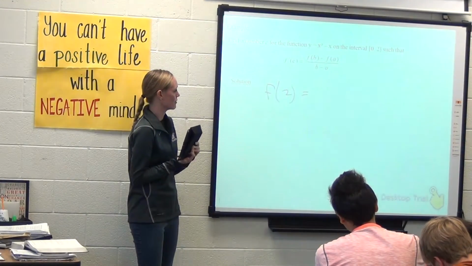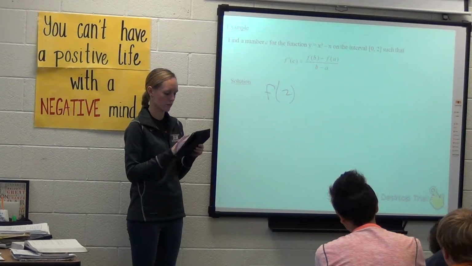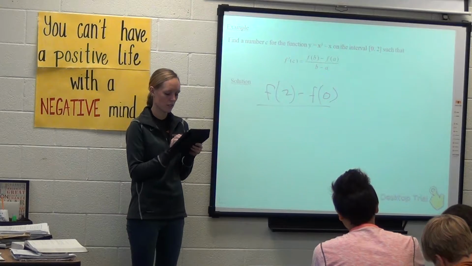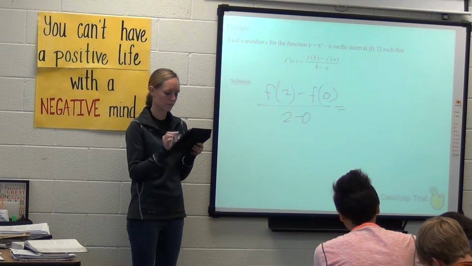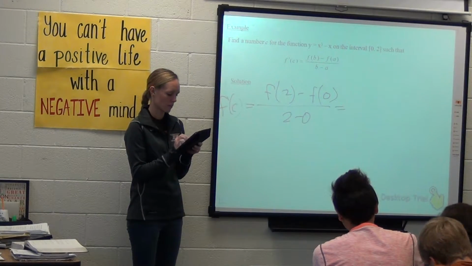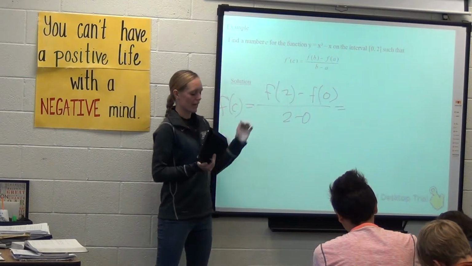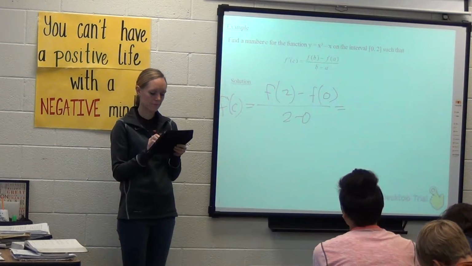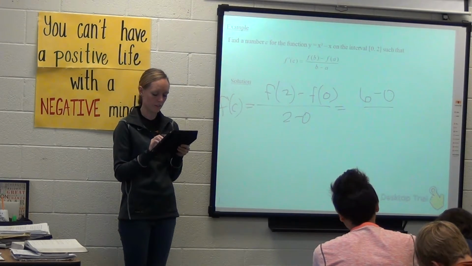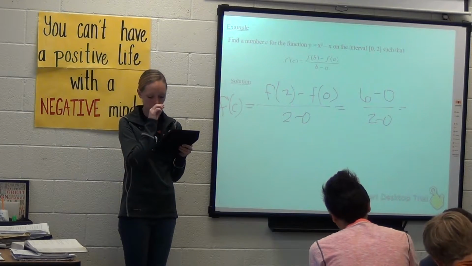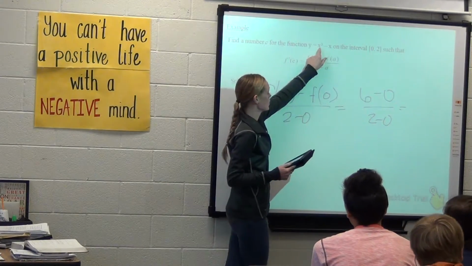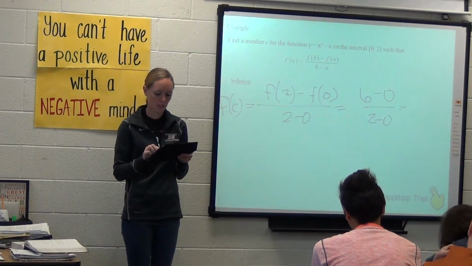So if I'm evaluating f of 2, actually let me just write this. Minus f of a, what is a in this case? 0. A is 0. Over b minus a, so 2 minus 0. And I need to evaluate f of 2, so what is f of 2? 6. And f of 0? 0. You plug 2 into your equation. 2 cubed is 8, minus 2 is 6. So I get 3.